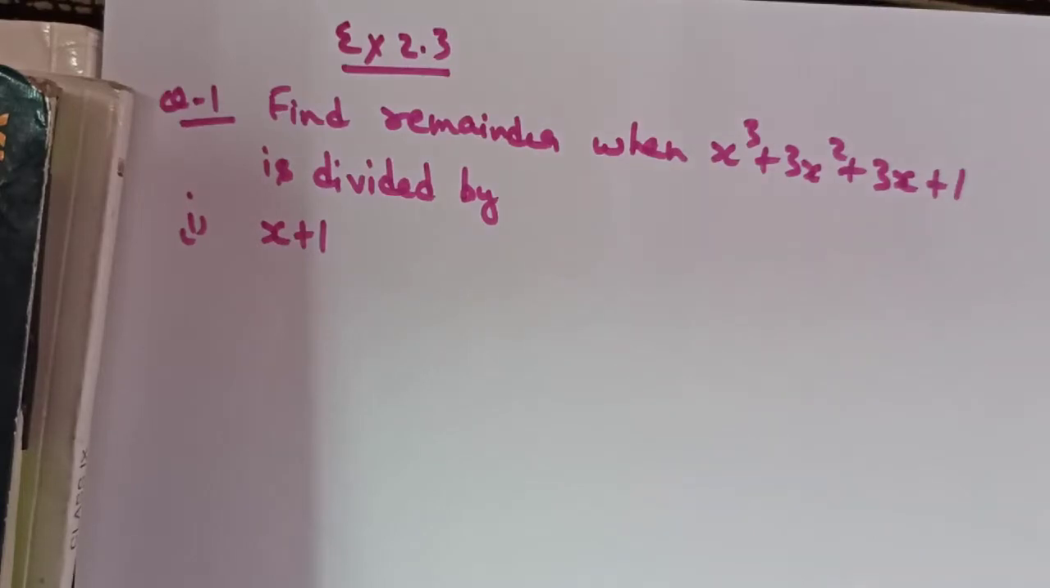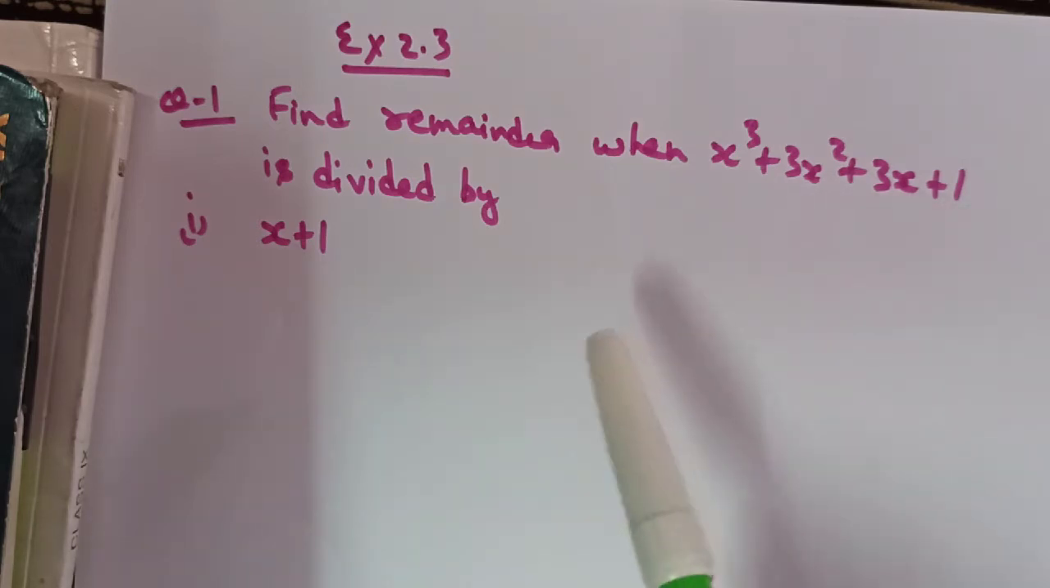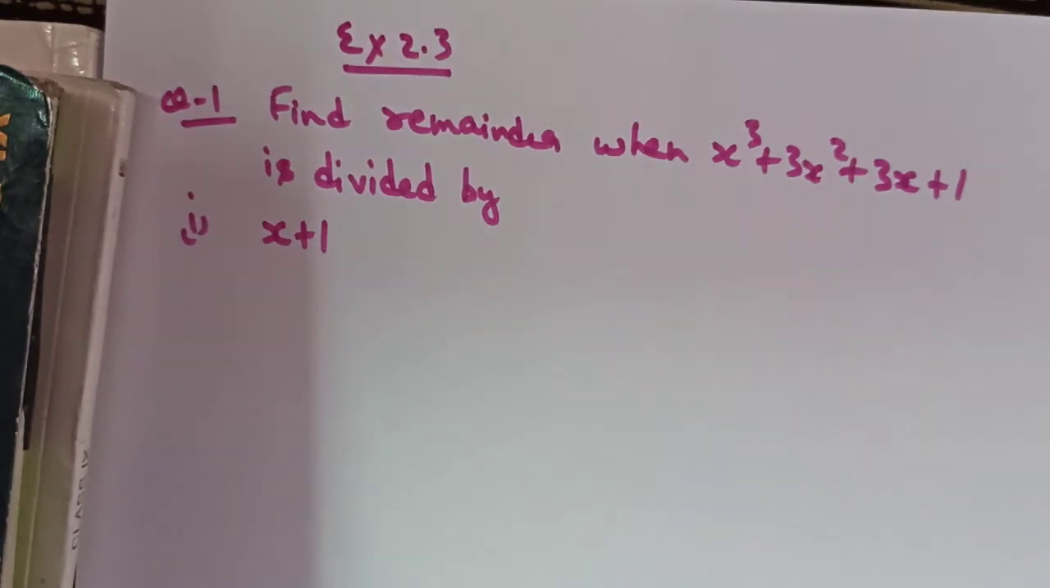Students, this question number 1 is finding the remainder when x cube plus 3x square plus 3x plus 1 is divided by x plus 1. This can be done by 3 methods. Many ways you can find the remainder.